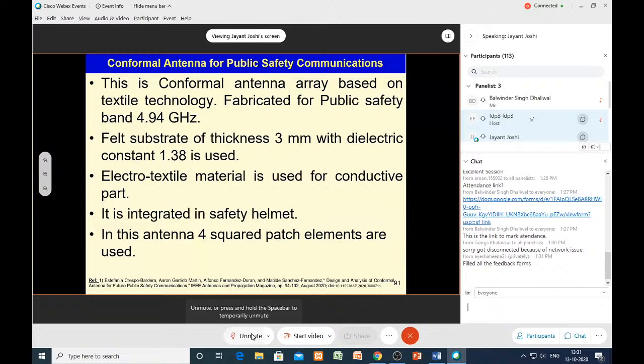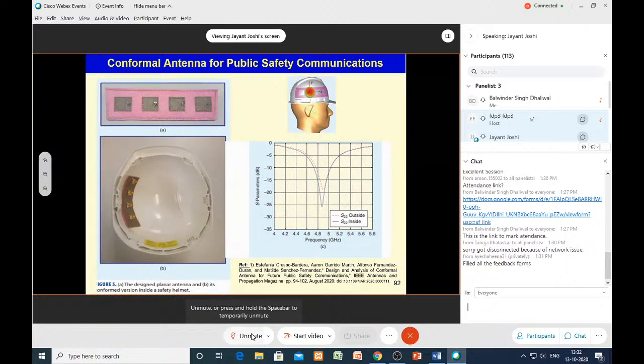Now in these slides onwards, for 2-3 slides, I introduce for your information and reference that in the August 2020 IEEE Antennas and Propagation Magazine, they published a helmet antenna for public safety at 4.94 gigahertz. They used a felt substrate, because we know the construction of our helmet has inside it a felt, like thermocol, a dielectric material generally 3 mm thick. They used electrotextile material for the conductive part of the antenna, and it is safely integrated into the helmet. They used 4 patch elements at the bottom side inside the helmet; that is basically an array.